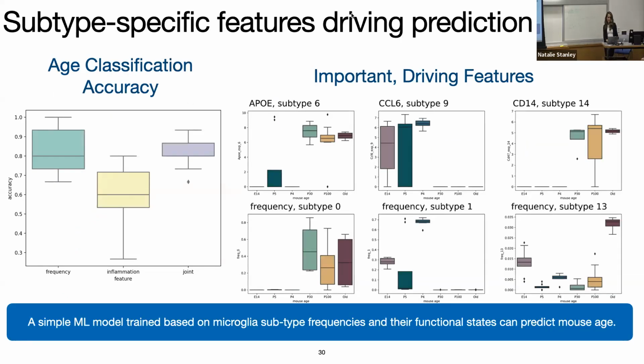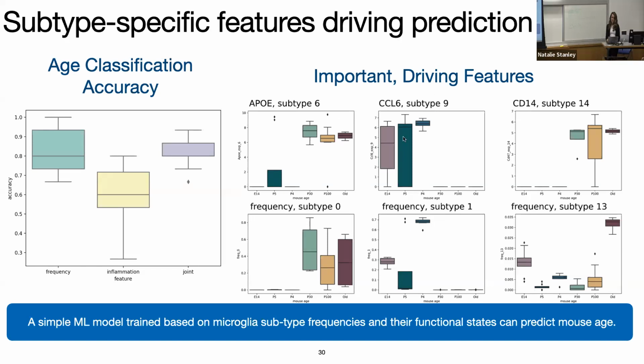Well, there's actually a lot of characteristic changes. If you look at feature importances that come out from the random forest model, some of them are very expected, like ApoE, which is a very common microglia marker. But for example, in subtype 6, which I haven't given you any information about what these subtypes are, I'm just telling you there are different subtypes that have certain interesting features that can drive these predictions.